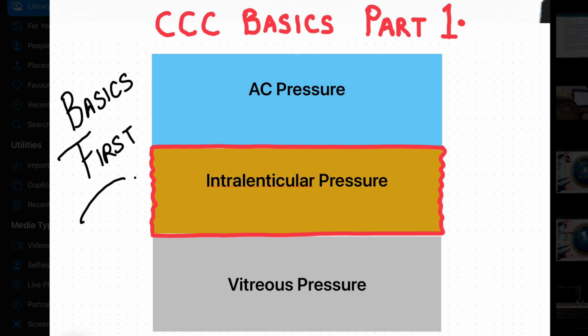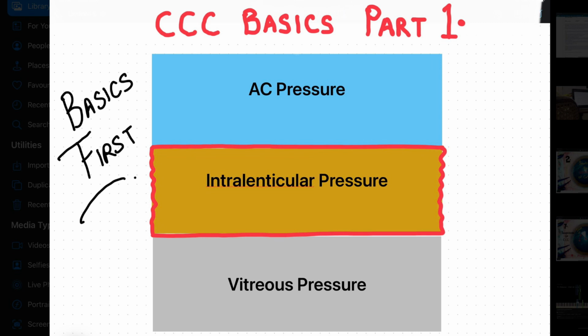I have tried to put this video in three parts. Part number one would be CCC basics, because without part one you won't be able to create a good CCC, which will be demonstrated in part two, and part three, CCC in difficult scenarios and white cataracts.